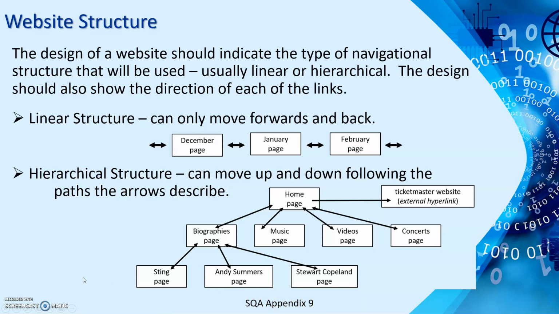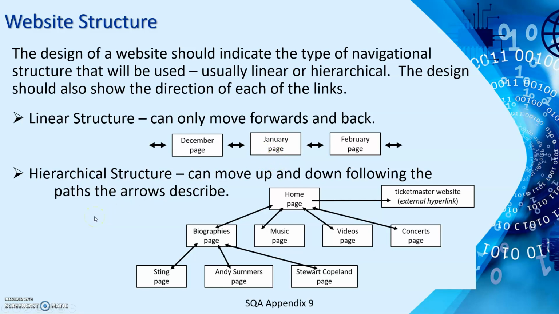Linear structure, there's no detail given by the SQA, but basically it just means that in the web pages you can only go backwards and forwards. So we can go from December to January, and then from January we can either go back to December or we can move on to February. There is no way of linking from February to December without going via January, if that makes sense. Okay? The hierarchical structure is different.